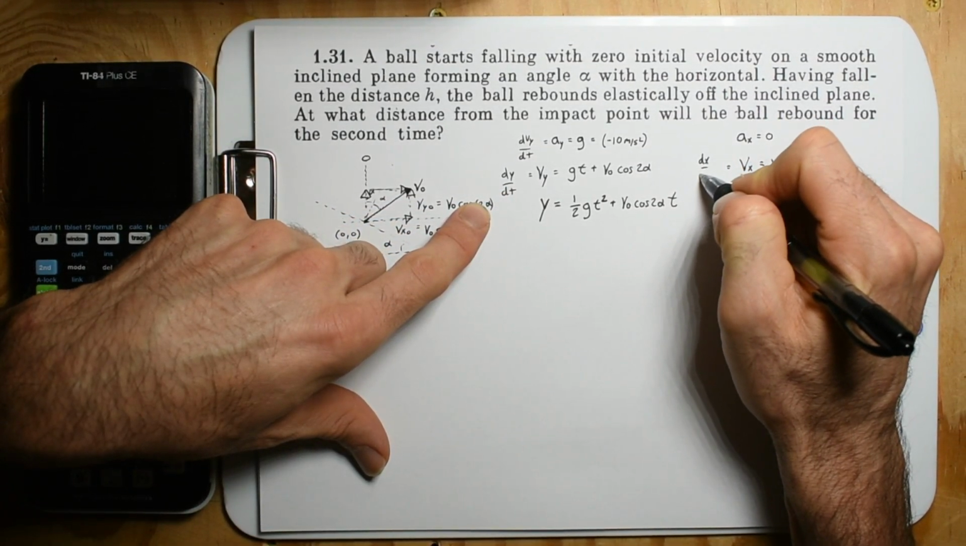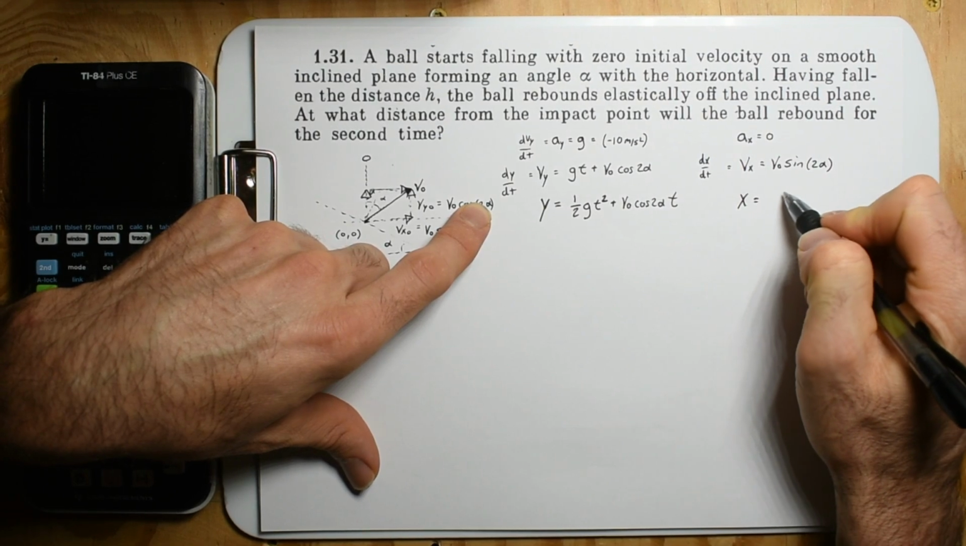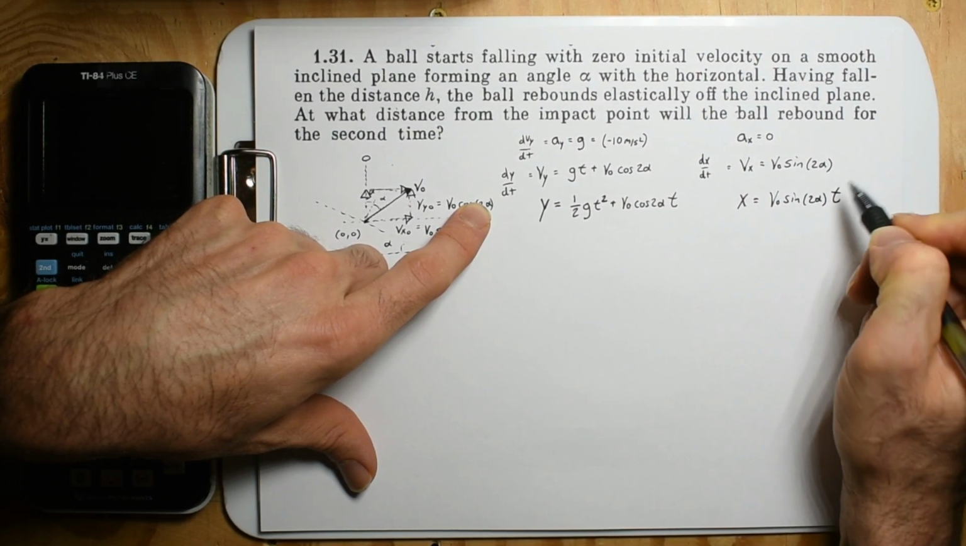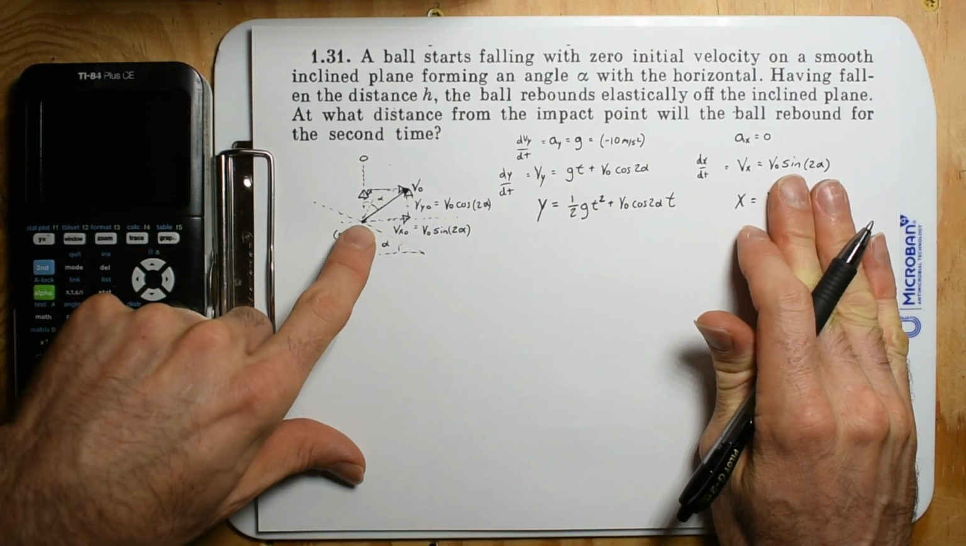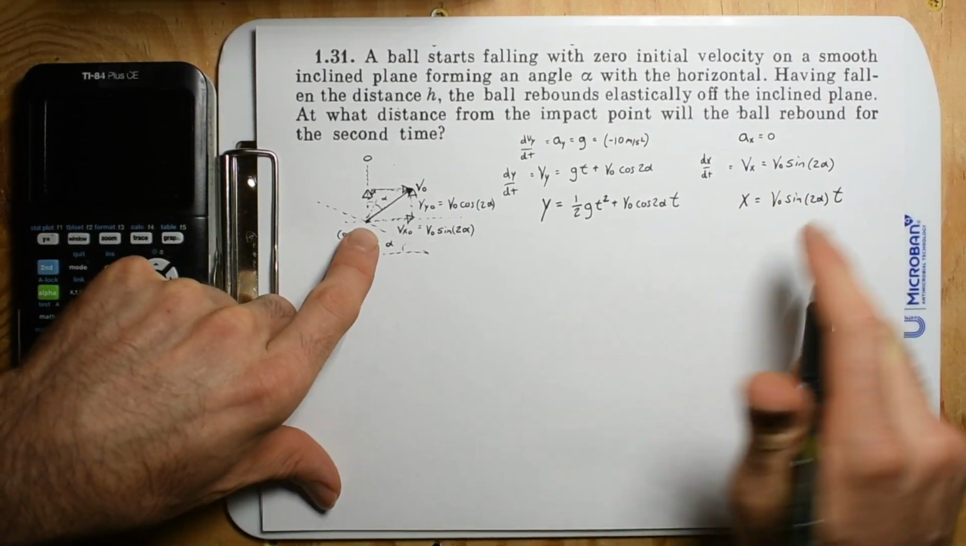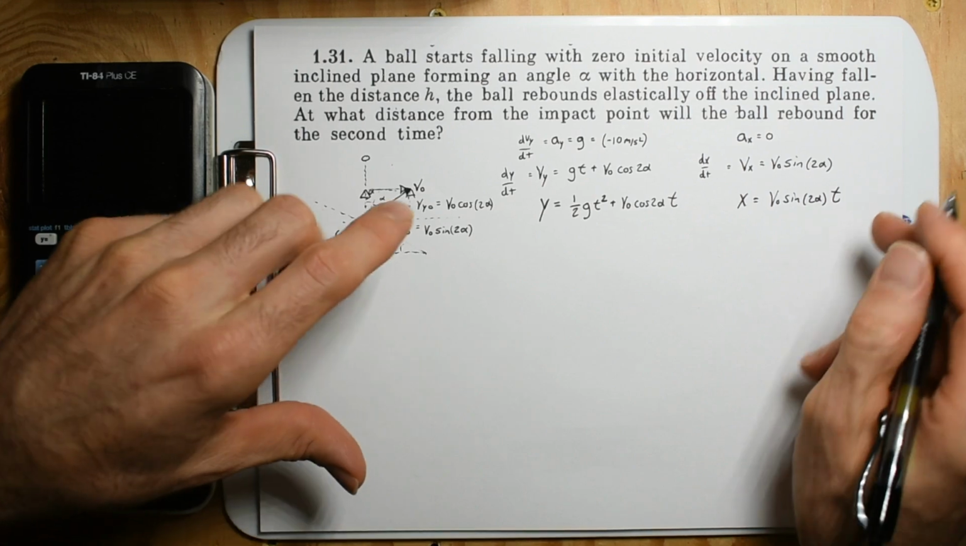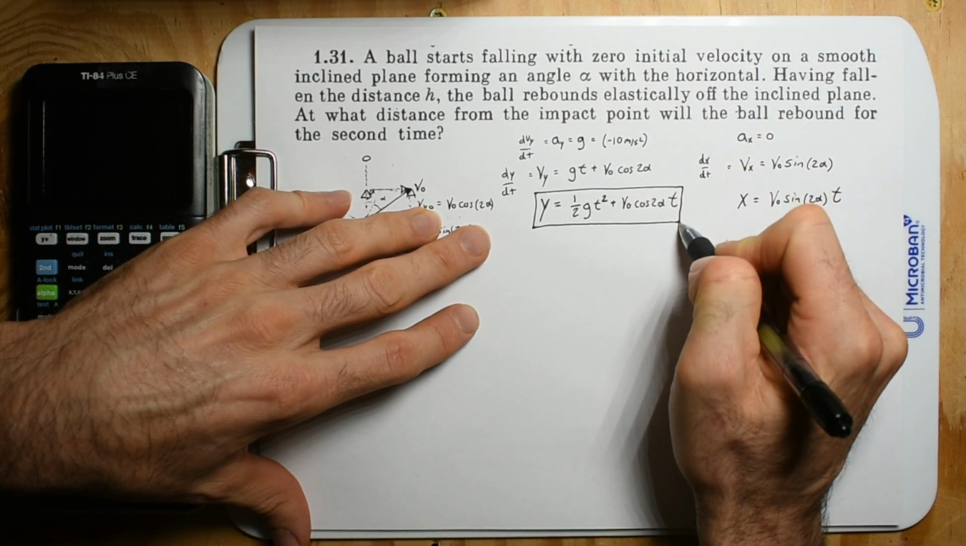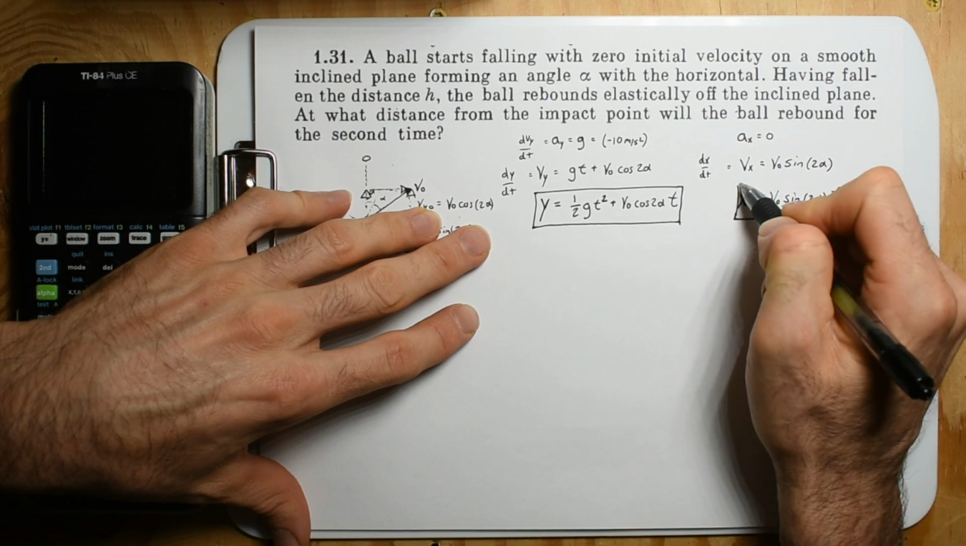Same thing here: separate variables, this is dx dt, and integrate. We get V naught sine 2 alpha t. At t equal to 0, what's our position? It's at 0, so our constant of integration is 0. So we got our equations for y and x.